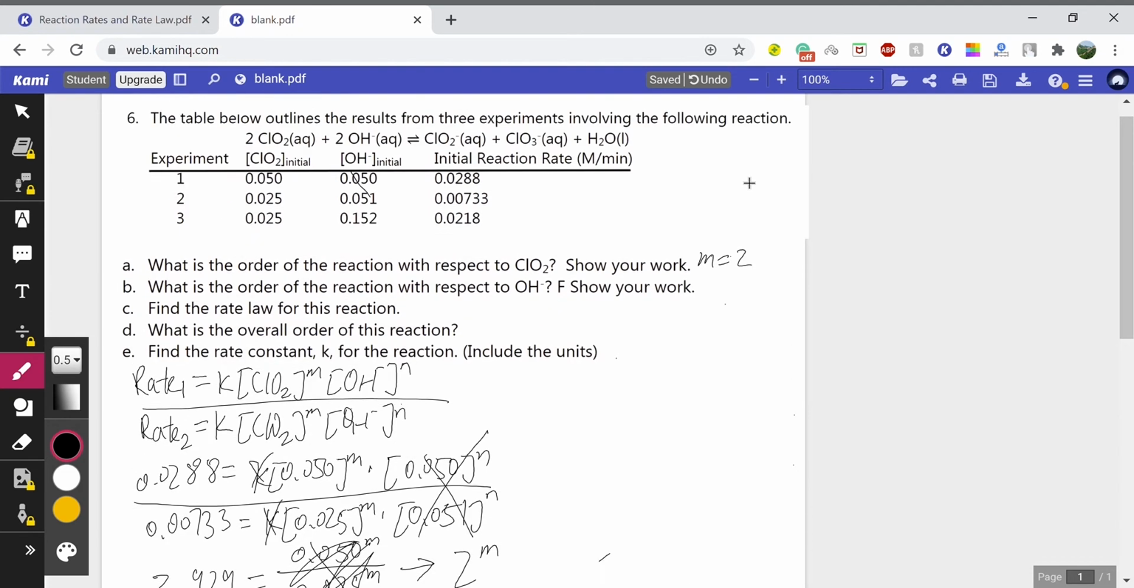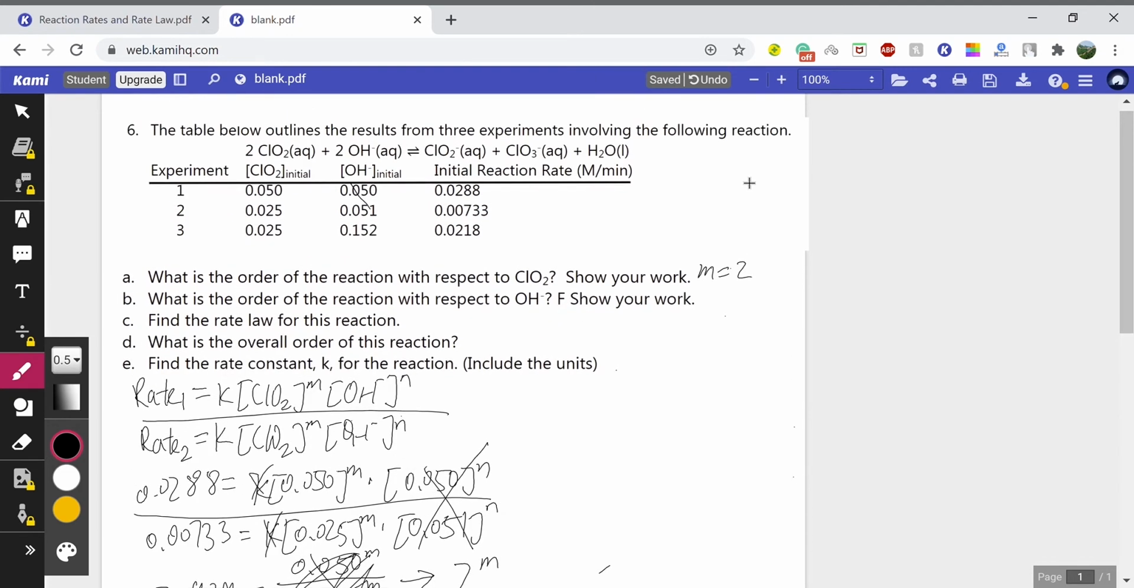Next, we need to do the opposite for OH minus. We need to do the same thing for OH minus. This time we want to keep OH minus and find two similar or exact same data points for ClO2 to cancel it out. As we can see, there's two 0.025s over here that will perfectly cancel out with each other. So this time we need to do rate of 2 divided by rate of 3. We set a proportion of rate 2 divided by rate 3.